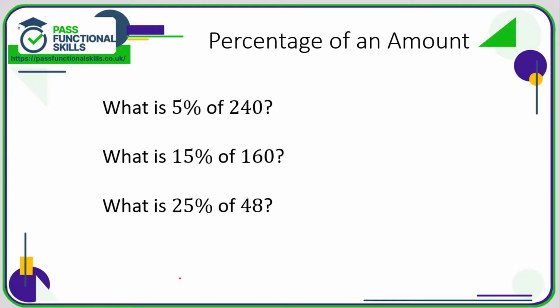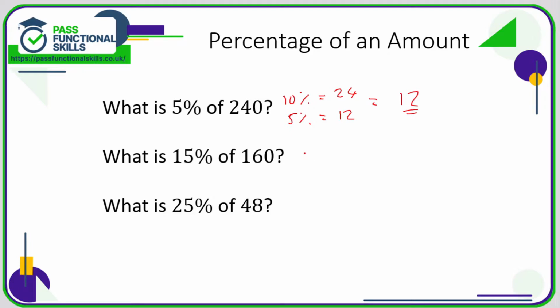Now if we can work out 10%, it's quite easy to work out 5% and therefore any multiple of 5%. So in a question, what is 5% of 240? Well, we know that 10% of 240 is 24, so therefore 5% is half of 10%, half of 24 is 12, so the answer is 12.